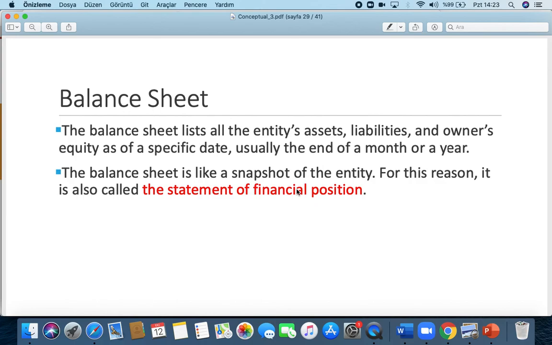So you just take a picture of the company at that date. It shows what accumulated in the assets, in the liabilities, and in the equity. What does a company own and what does a company owe? Okay? That's what the balance sheet shows. And the other term: when you read the International Financial Reporting Standards, you're not going to see the term balance sheet. It's called the statement of financial position.